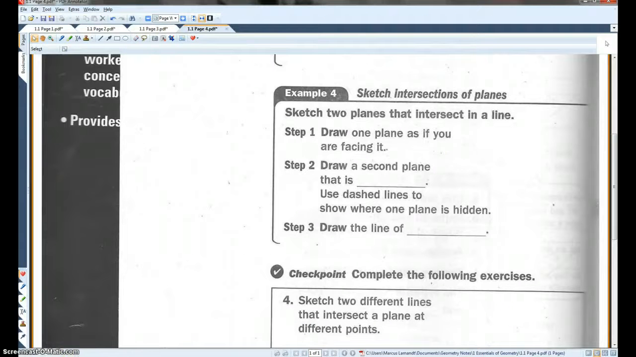Alright. Now, I don't expect you guys to be artists. If it doesn't look great, don't worry about it. This is one way you could draw this. Draw one plane as if you are facing it. So, I'm just going to draw a regular old rectangle. Okay. Draw a second plane that is horizontal. Or as horizontal as I can make it. Let's see here.